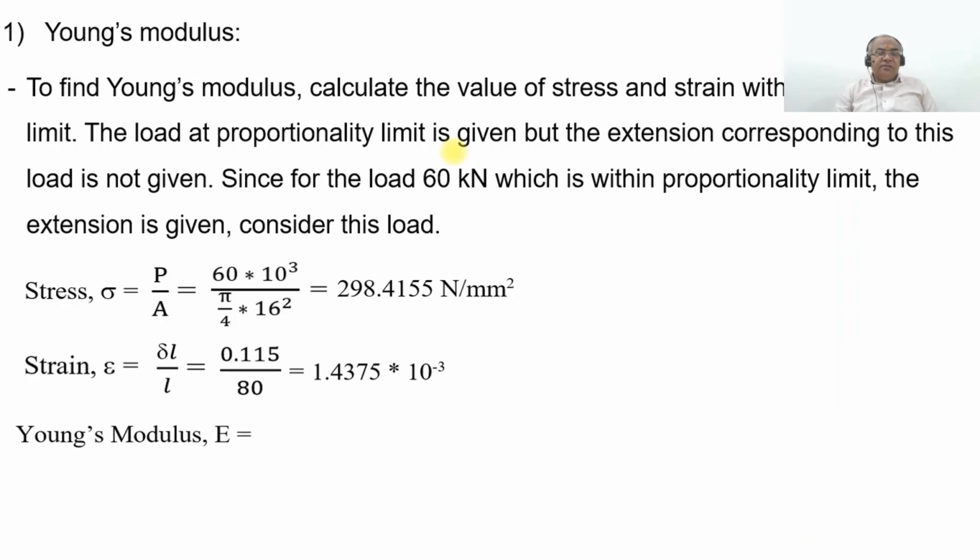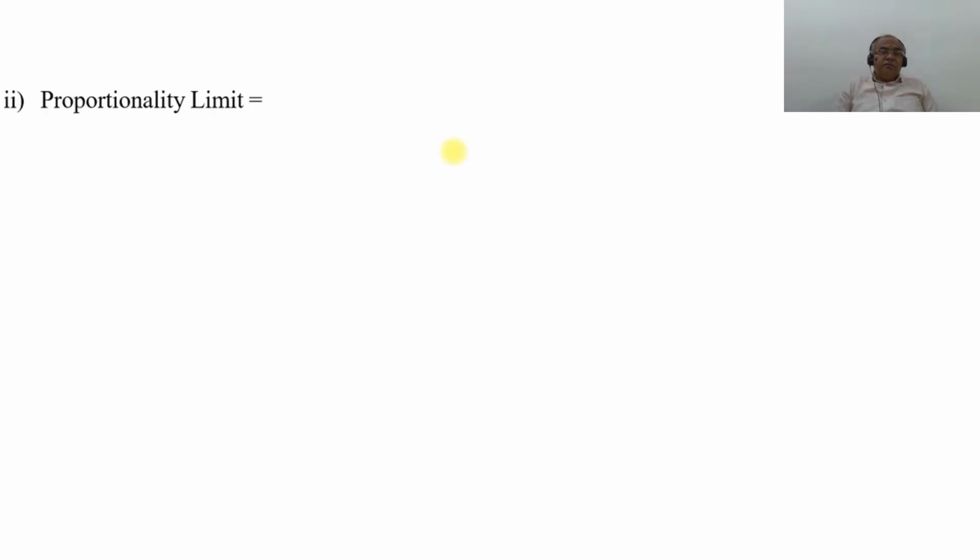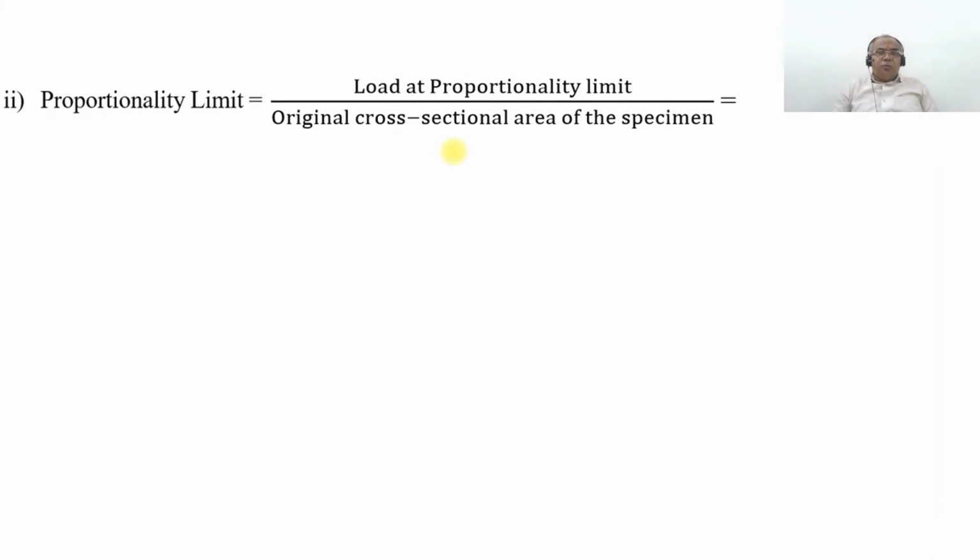Similarly, the Young's modulus is given as stress by strain, which is 298.4155 divided by 1.4375 into 10 to the power of minus 3. On simplification, you are going to get 207,593.4 Newton per mm square. Then we have the proportionality limit, which is the load at proportional limit divided by the original cross-sectional area of the specimen. The load at proportional limit is 72 kilonewton. Convert that into Newton, that is 72 into 10 to the power of 3, divided by the original cross-sectional area, which is pi by 4 into 16 square. On simplification, you are going to get 358.1 Newton per mm square.